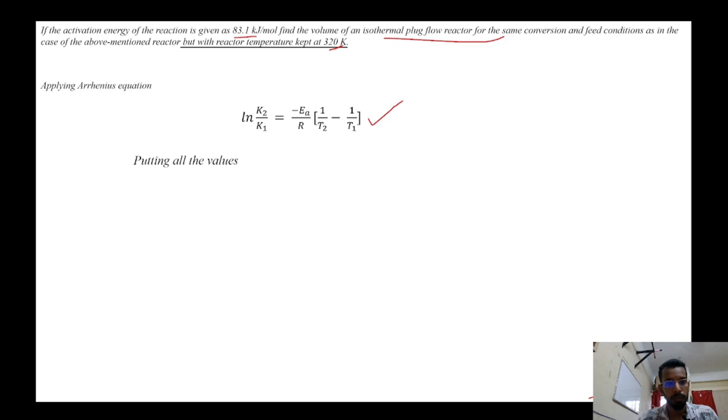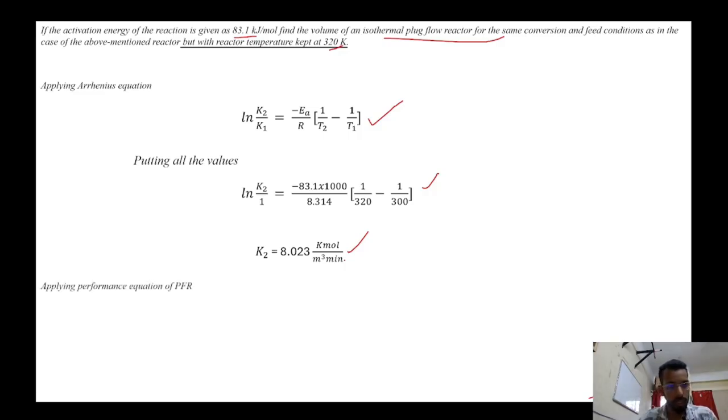Putting all the values, I get K2 equal to this many kilomole per meter cube minute. We will not forget the unit for a single second. The unit is very important in order to score high in the GATE. Applying the performance equation of PFR. This is the performance equation of PFR, right?